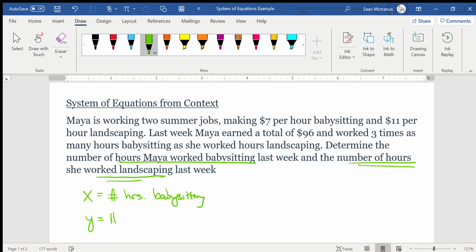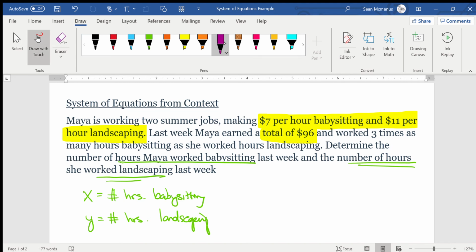And y would be the number of hours landscaping. So I have to determine what my variables are. Now I'm going to look and see how I can use those two variables to write an equation. So I know with her pay, she worked 7 hours babysitting and she made $7 per hour babysitting, and she earned $11 per hour landscaping for a total of 96.